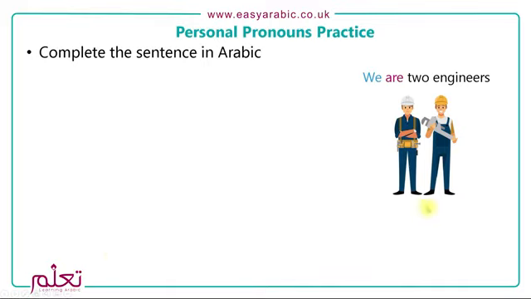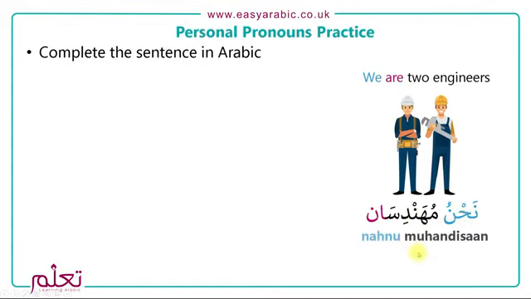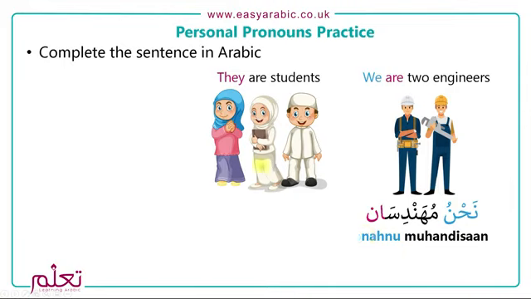Okay, next one. So we are two engineers. So here we use the right pronoun, but also the more important one is the two engineers. So the word for we is going to be نحن, and the word for engineer is muhandis. And what we have to do is apply the rule for dual, which is the alif noon. So here it will be muhandisan. Nahnu muhandisan.